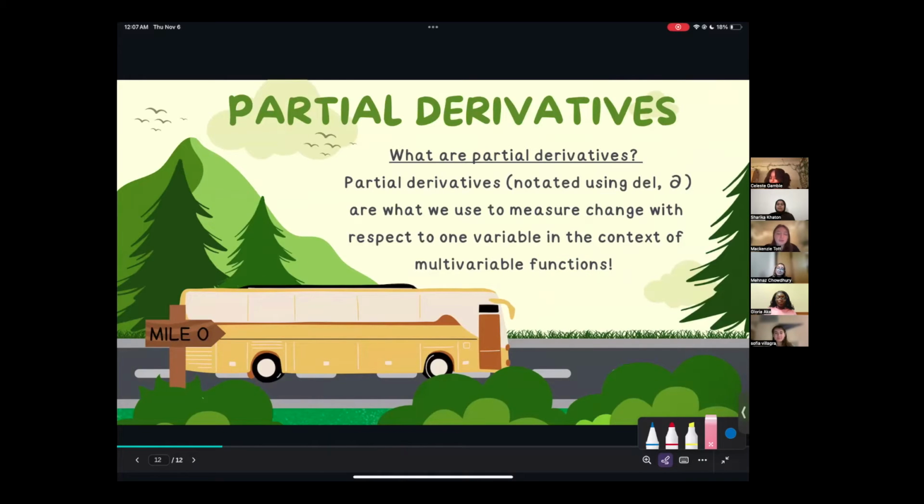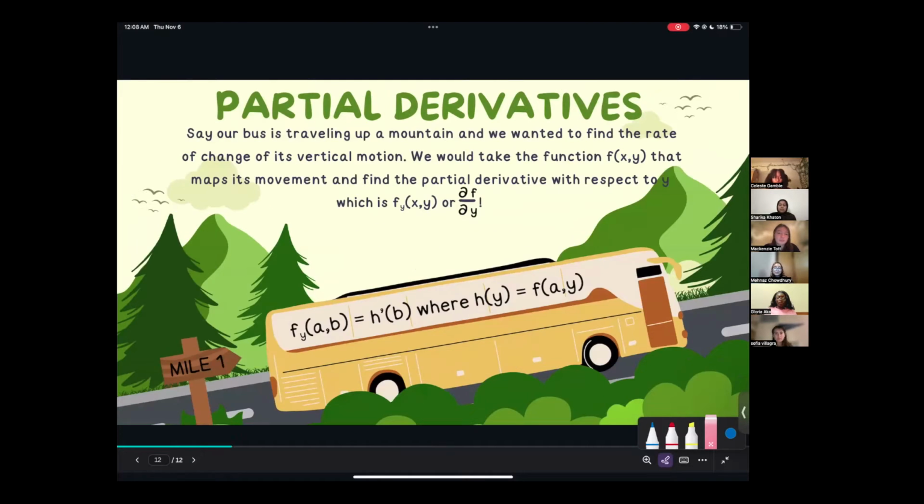So the first concept we're going to be covering today is partial derivatives. Partial derivatives, which we can notate using del, which looks like a backwards six, are what we can use to measure change with respect to one variable in the context of multivariable functions. An example where this could be applicable is, say, our bus is traveling up a mountain, and we only want to find the rate of change of its vertical motion.